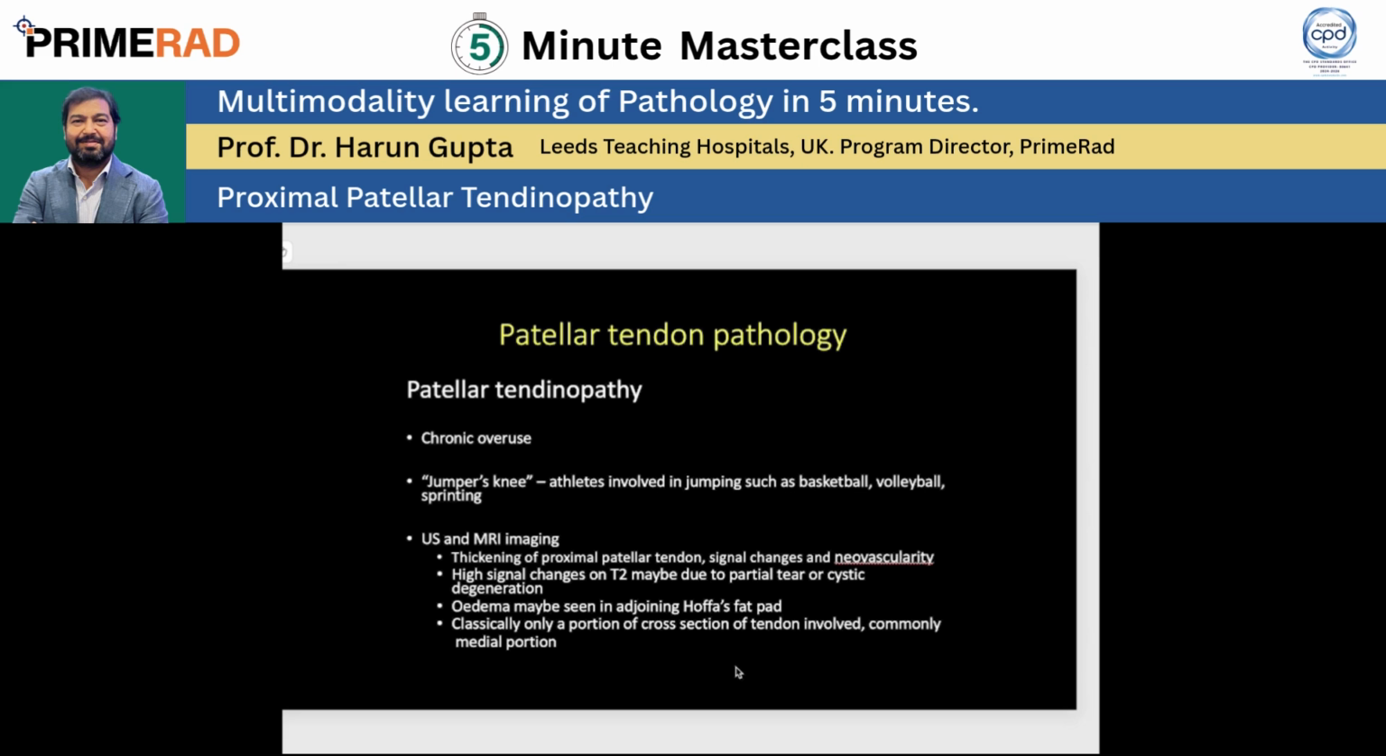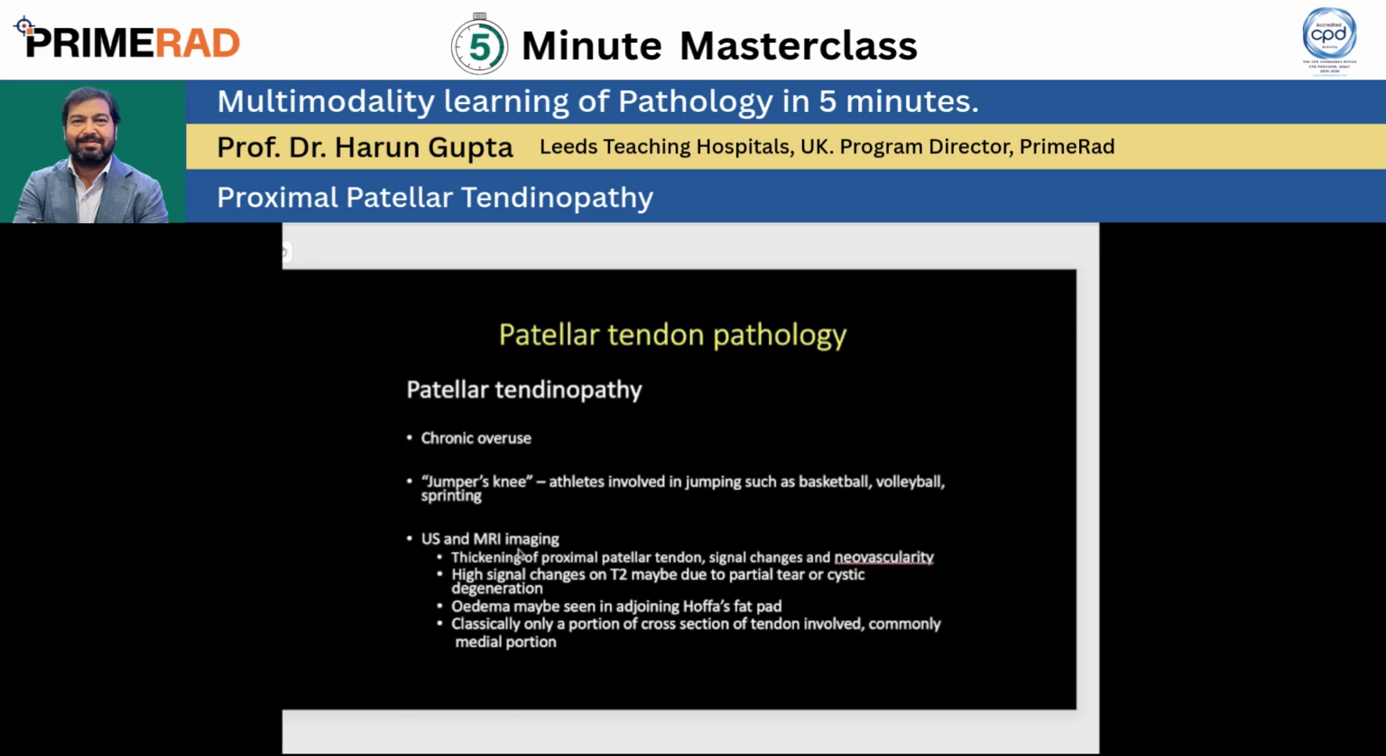Next, we try and understand what exactly is patellar tendinopathy. It is again an overuse injury. It is a chronic overuse injury. It is not something like an acute trauma. It is some form of overuse which is happening over a period of time, which leads to micro injury and then micro tears. It happens more commonly in athletes with jumping activities such as basketball, volleyball, sprinting, and it has another name which is called jumper's knee because of that.